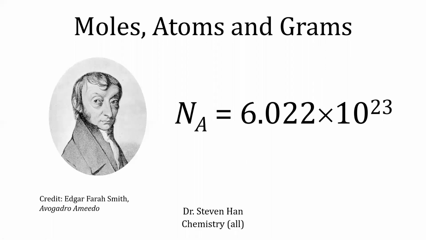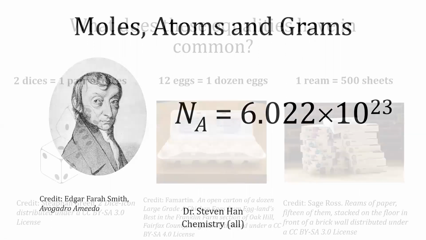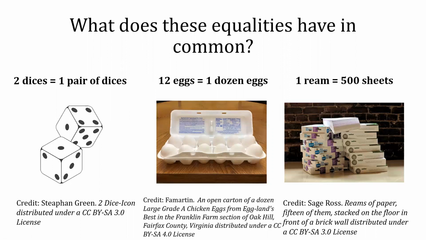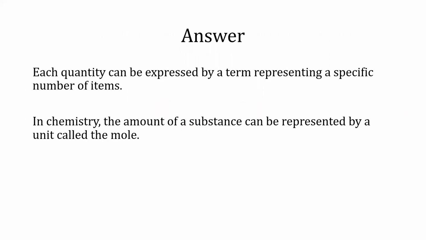This lecture is on moles, atoms, and grams. What do these equalities have in common? 2 dice equal a pair of dice. 12 eggs equal a dozen eggs. And 1 ream equals 500 sheets. Answer: each quantity can be expressed by a term representing a specific number of items.